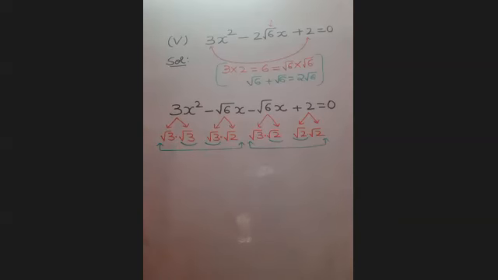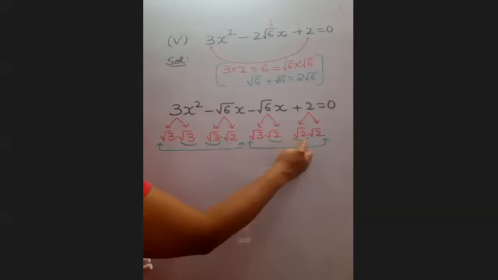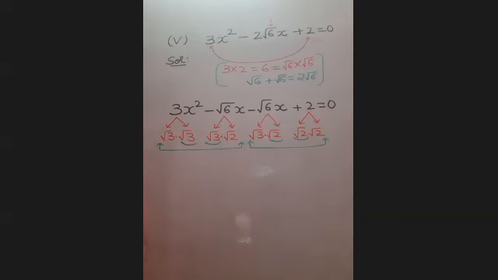Are you with me? Please see this step carefully. Are you getting my point? Root 3 into root 3, root 3 into root 2, root 3 into root 2, root 2 into root 2. You can also use different color pens if you want to get the things clear. This is how we are going to get it.